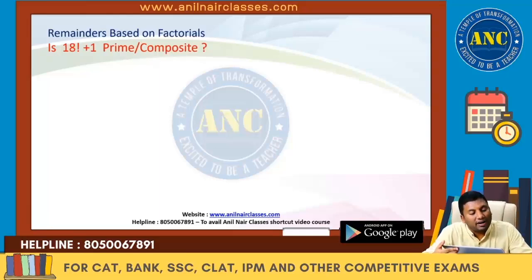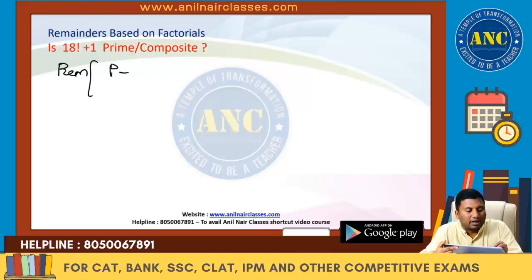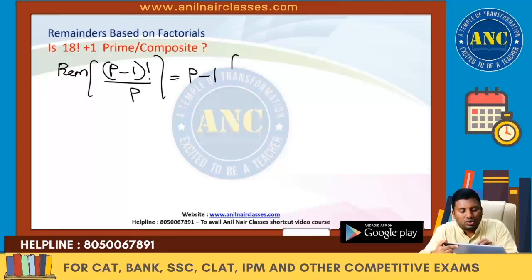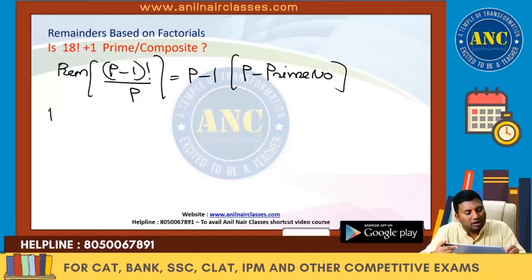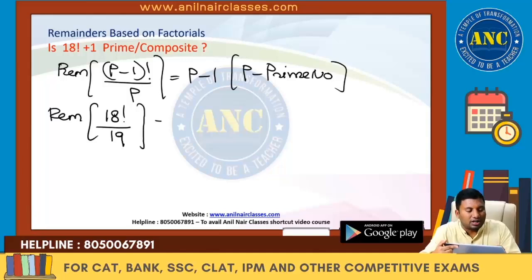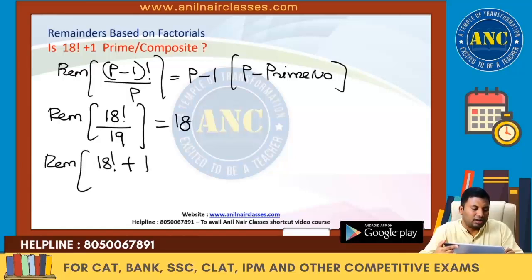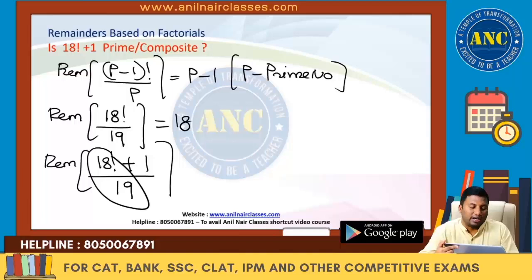Is 18 factorial plus 1 prime or composite? Always look out for that number. (p minus 1) factorial divided by p gives p minus 1 when p is a prime number. So 18 factorial by 19 is nothing but 19 minus 1, 18. But I require 18 factorial plus 1 divided by 19. This value is 18. 18 plus 1 is 19. 19 divided by 19, remainder 0.